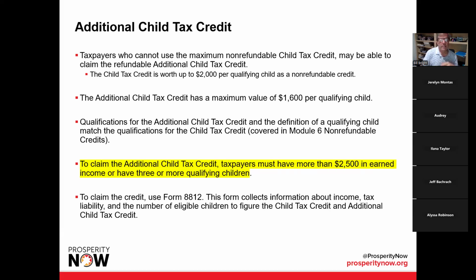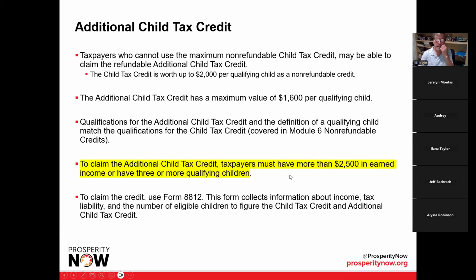Again, to qualify, taxpayers must have more than $2,500 in earned income or have three or more qualifying children. Unfortunately, that last item is incorrect. We've had taxpayers come in who get this information as well. And in my conversation with the IRS, this part is not true. You do need $2,500 in earned income.